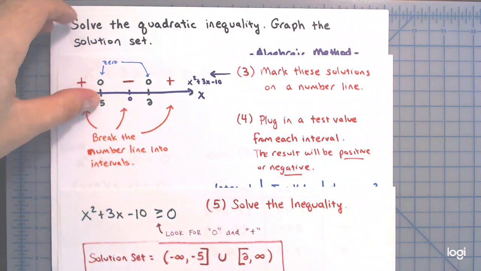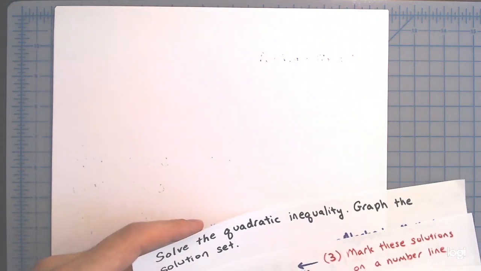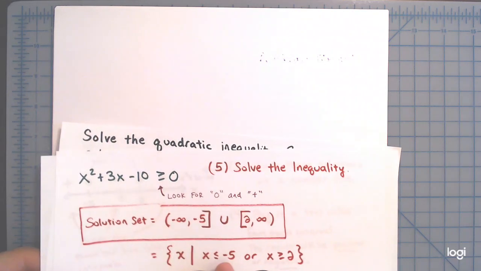All right, so that was the algebraic method. Let me show you another way you could also solve this. Let's keep in mind what the solutions were: all the numbers less than or equal to negative 5, or all the numbers greater than or equal to 2. And I'll show you a way to do this graphically.